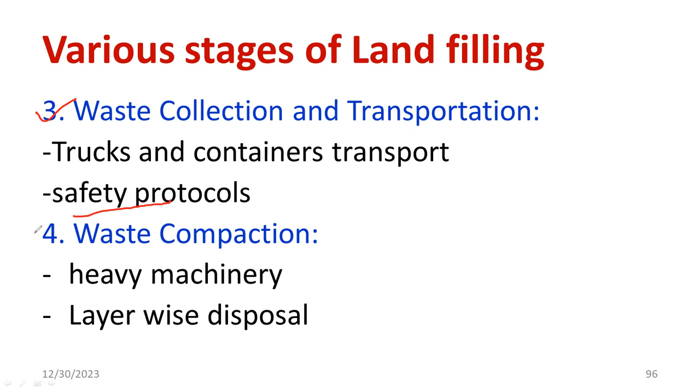Regarding waste compaction, we require heavy machinery and compacting devices. We apply high pressure and reduce the volume. For that purpose, we require compaction devices, as it is a mechanical volume reduction. We also have to take care of layer-wise disposal, because as you have seen in the figure, there will be different layers of disposal. It is not like disposing everything at a time, if you go for an engineering approach.